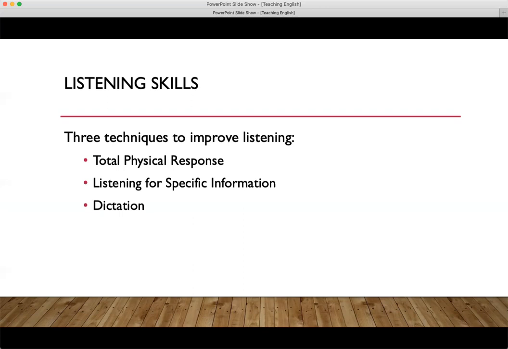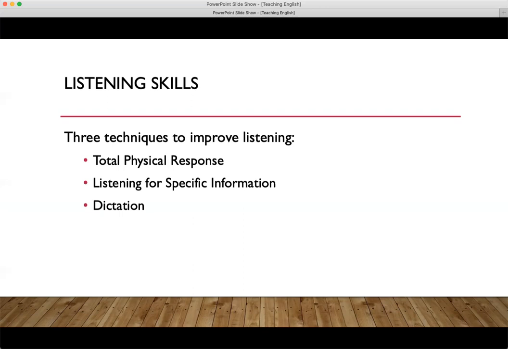Another technique is listening for specific information. To help learners listen for specific information, give them a set of questions in advance of the listening exercise. For the exercise, read a paragraph, something simple like: Susan went to Sobeys with her husband Jim. They picked up a roast chicken and potatoes for dinner. They caught the bus home afterwards.